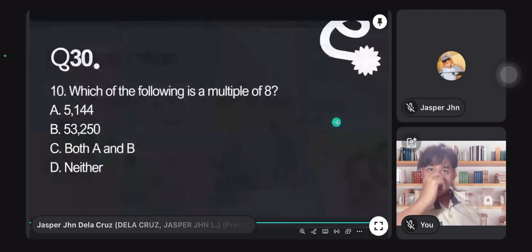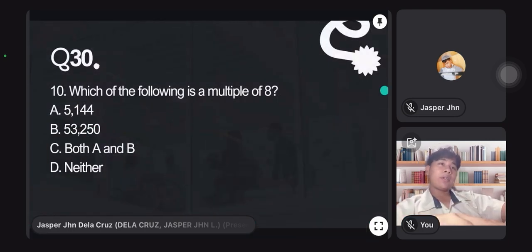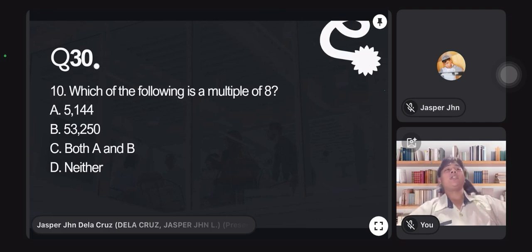Next. Okay, last number, number 30. Which of the following is a multiple of 8? Okay, so for the multiple of 8, just a quick tip, just look at the last 3 digits. Check the last three digits if it is divisible by 8.